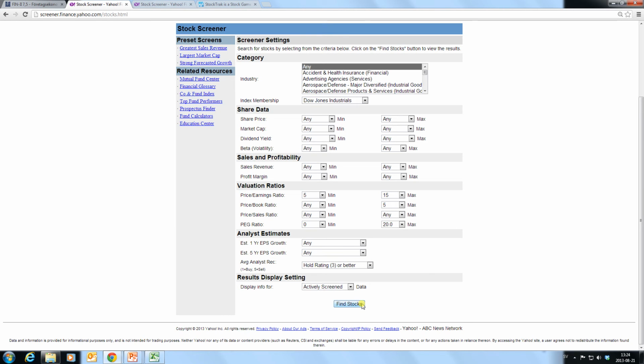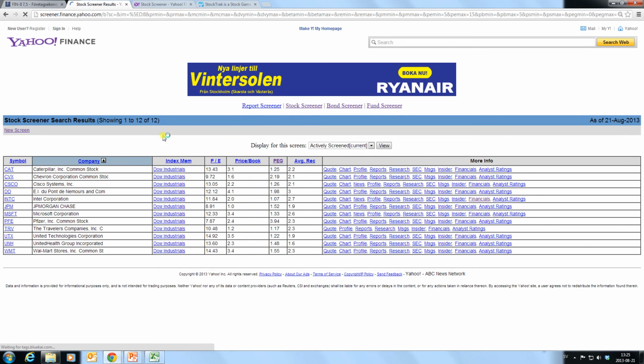Okay, so I click on find stocks now, and then I see in this case only 12 different companies. So here are all the companies that fit my criteria. They have a PE ratio between 5 to 15, they have a price to book ratio between 0 to 5, and they have some PEG ratio, and the average recommendation from analysts is at least 3 or better. And they also are part of the Dow Industrials Index membership because I said so.